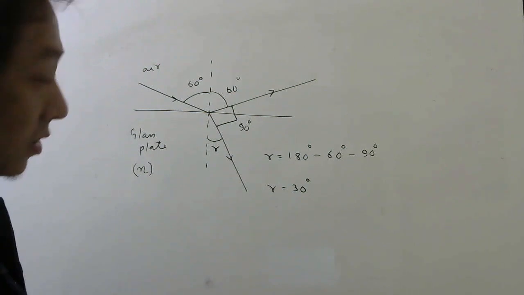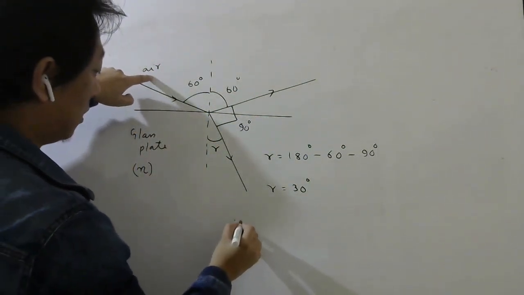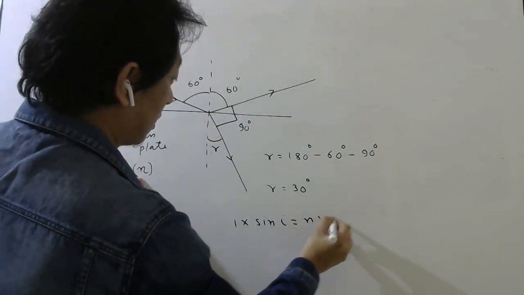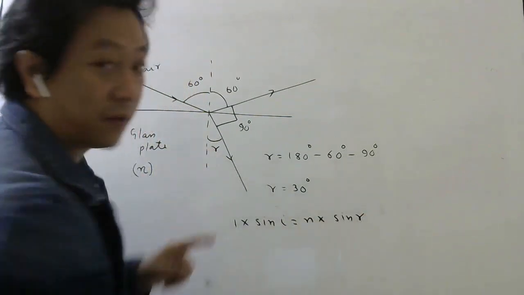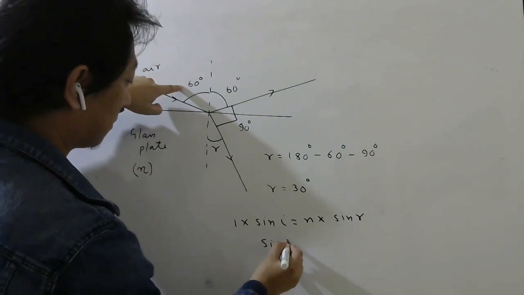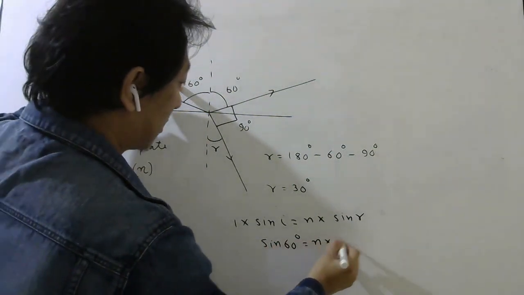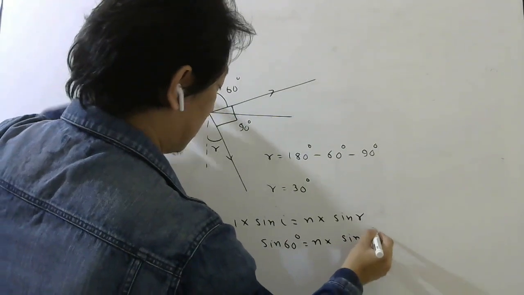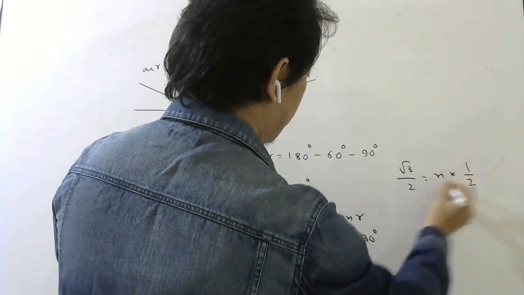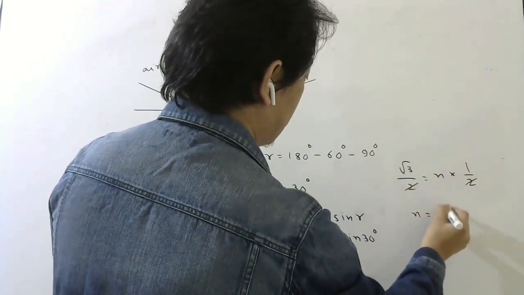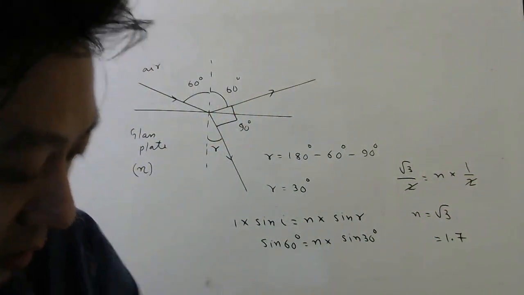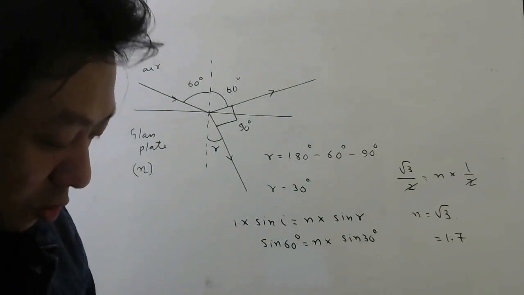Once you have found R, use Snell's law. So 1 into sine I equals n into sine R. Right? This is how I have taught you to write Snell's law. So sine I means sine 60, R means sine 30. Sine 60 is root 3 by 2, sine 30 is half. So n is equal to root 3, which is approximately 1.7. So the answer is either root 3 or 1.7. Option B, root 3.